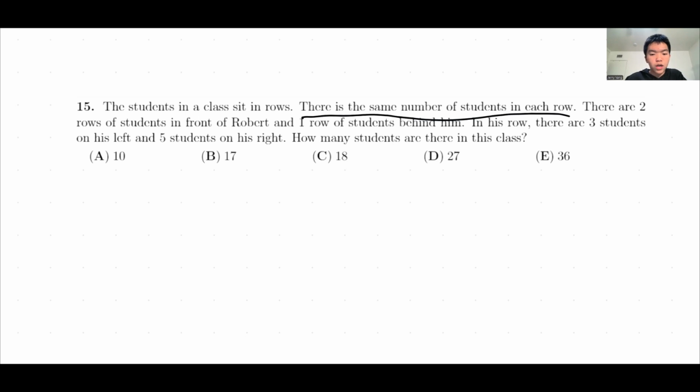So let's start by drawing Robert. He's kind of in this central position, and we're going to branch out from where he is. So there's 2 rows in front of him, and there's 1 row behind him. And in his row, there's 3 students to his left and 5 students to his right. So let's just make sure: 3, 5, 2 in front, 1 in back.